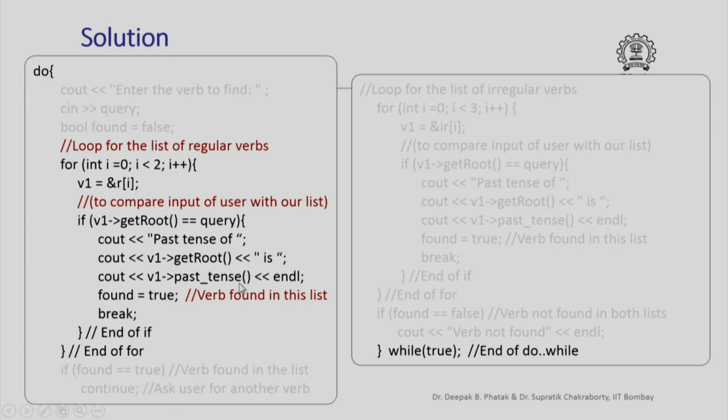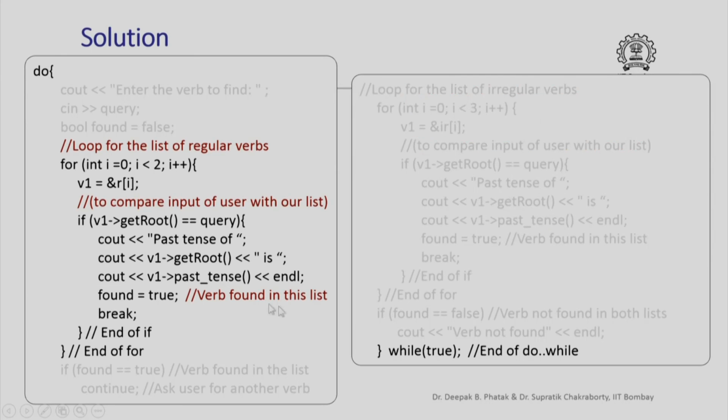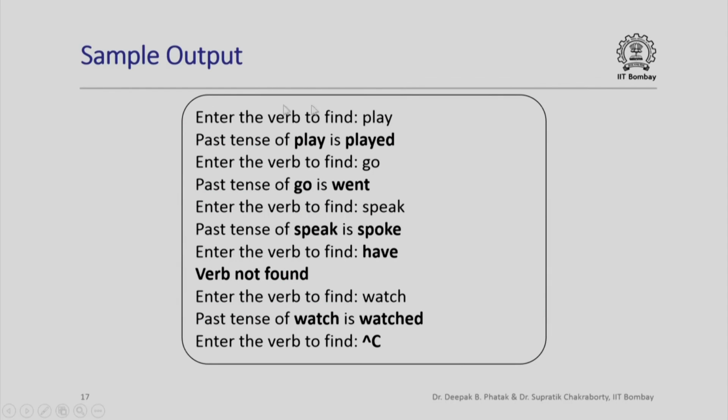But when I invoke v1 arrow past tense either here or here, because past tense is declared to be virtual in the base class verb, here I have to find out what is the context in which this method is being called. I find out that here v1 is pointing to an object of class irregular, so the past tense of the class irregular is called. Here v1 was pointing to an object of the class regular, so here the method past tense of the class regular is called. So here is how our overall solution looks like inside the do while loop. So here is how the sample output might look like.